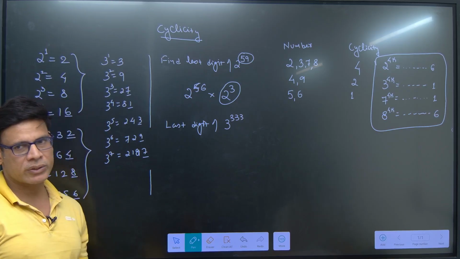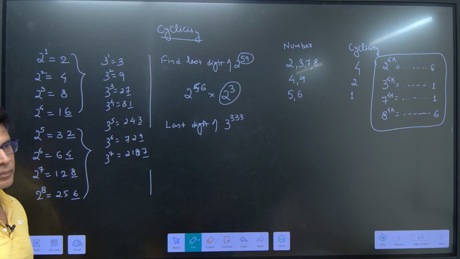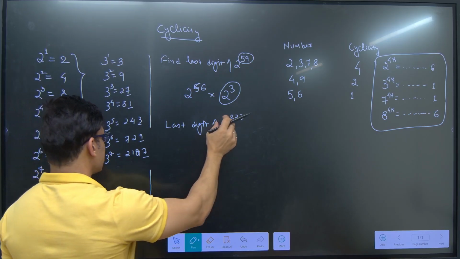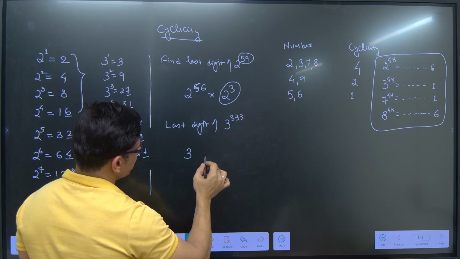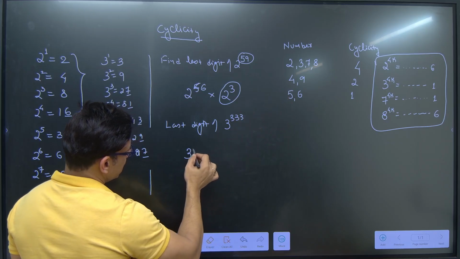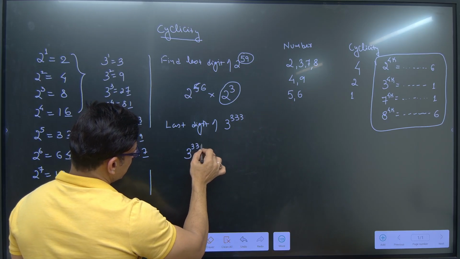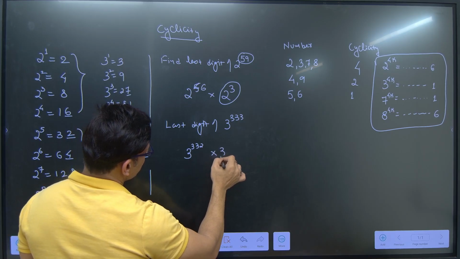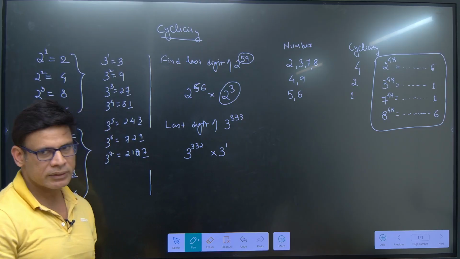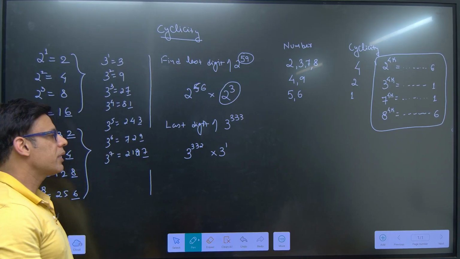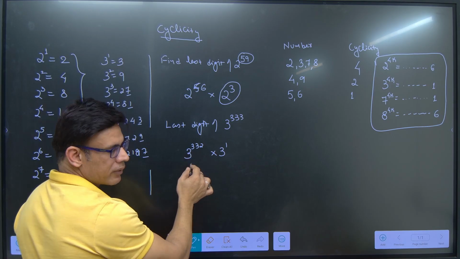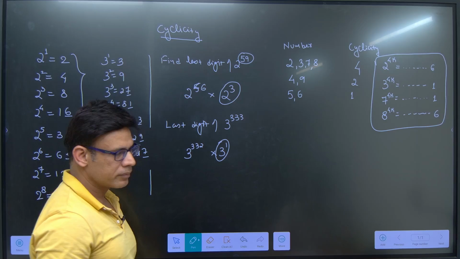Last digit of 3 raised to the power 333. Break 333 into 2 parts, because 3 has a cyclicity of 4, so which is the closest multiple of 4? 332 into 3 raised to power 1, can we write it like this? अब ये तो मल्टीपल ऑफ 4 है, इसको भूल जाओ, सिर्फ इसको पकड़ो। Simple.